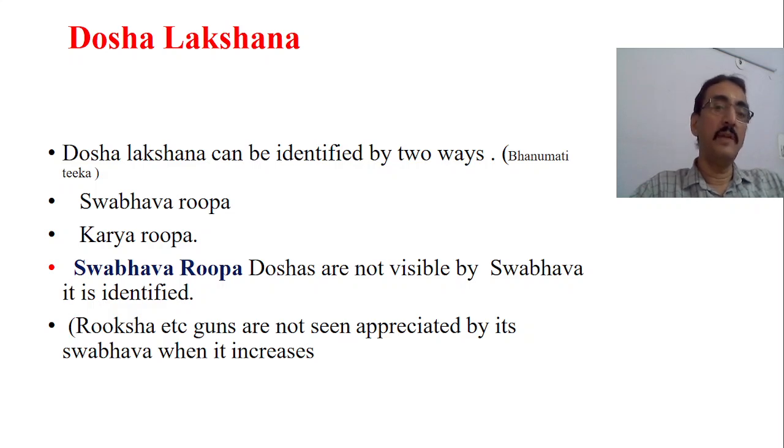Now, what do you mean by swabhava rupa? Swabhava rupa means doshas are not visible. Now, why are they not visible? It is their swabhava. That means doshas are actually not visible, but by their swabhava itself they can be identified. This is the meaning of swabhava rupa. The doshas are not visible structurally, but by looking at their swabhavas, you can identify them. For example, the ruksha and other gunas of the doshas are not actually seen, but they can be appreciated.